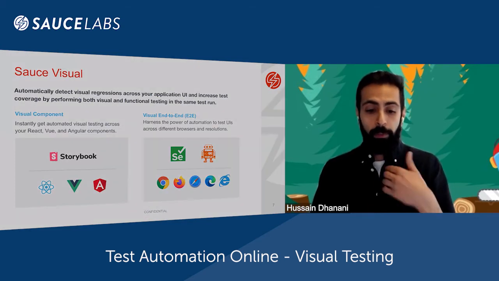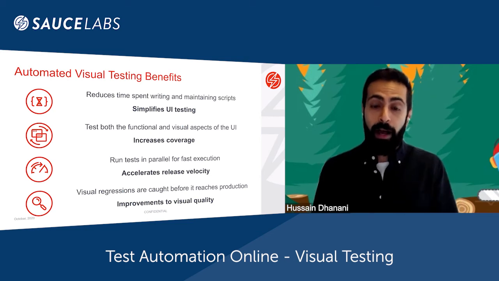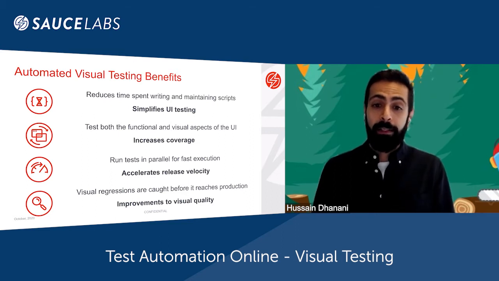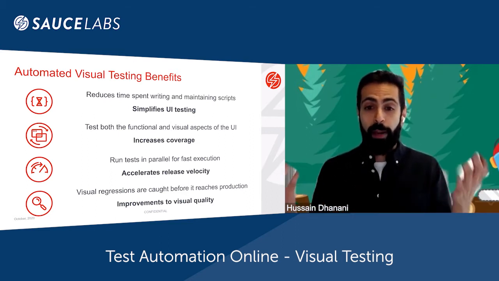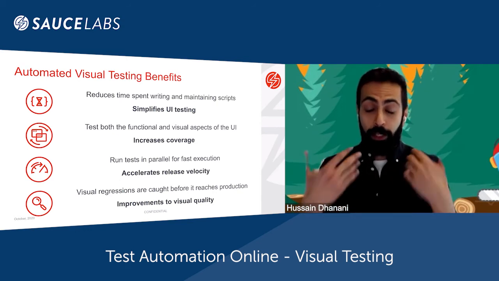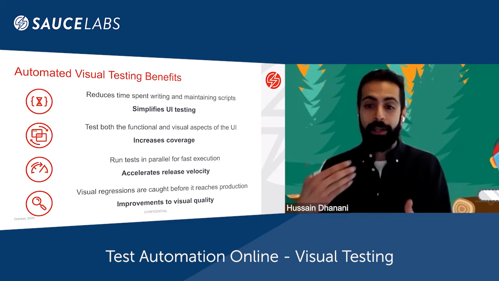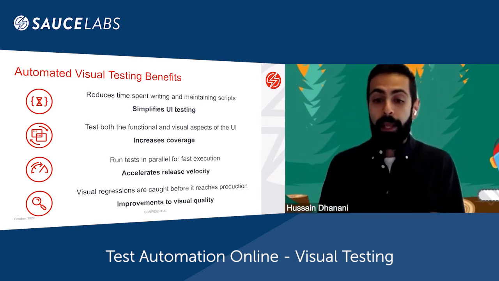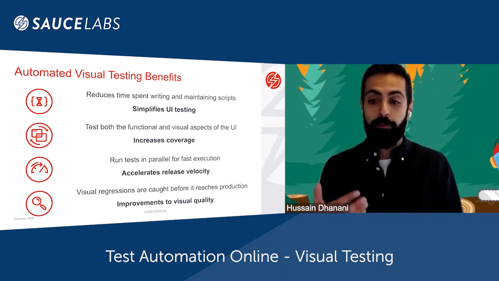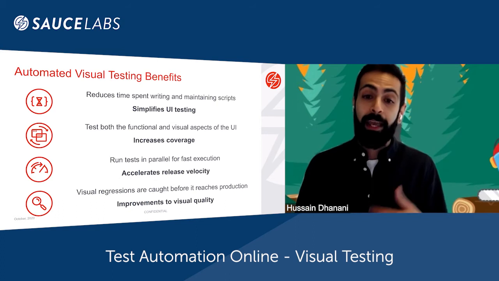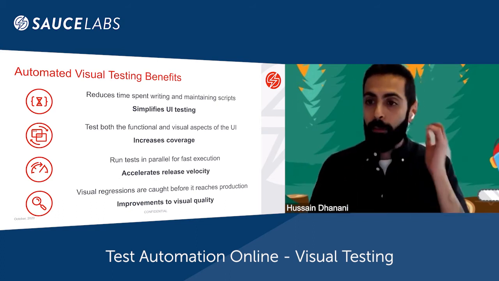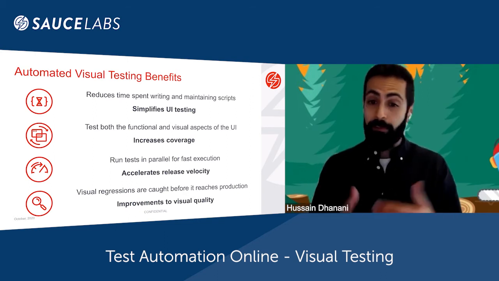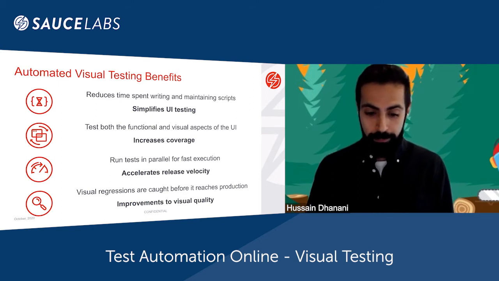I think we learned a lot of benefits that visual can provide once you tap into it. We learned about how it can simplify UI testing, and how you can increase the coverage if you pair the two together. It increases the release velocity because you can run tests in parallel and have faster execution. And at the end of the day, it improves visual quality, catching these things before they reach production. Because we know how tough it can be when a customer or someone else realizes that a visual bug is present in your application.